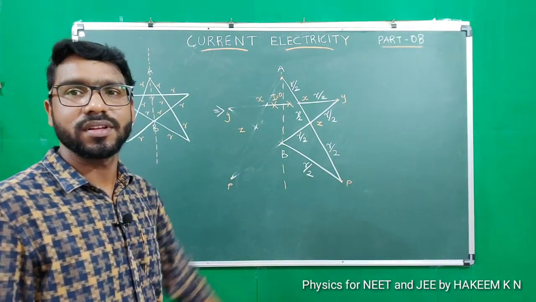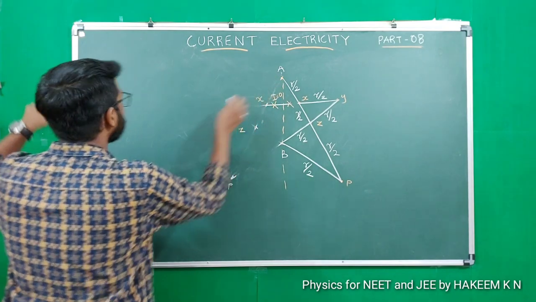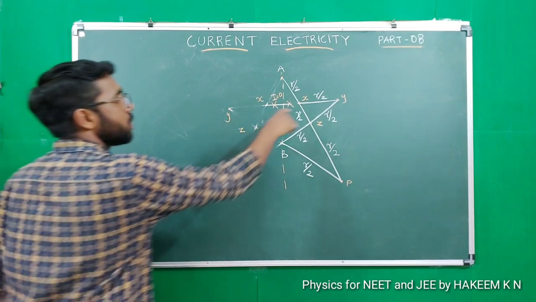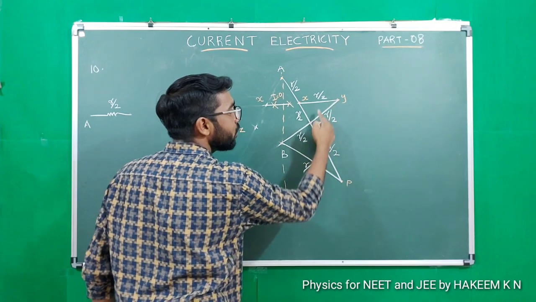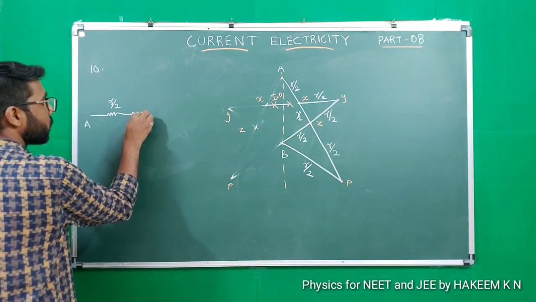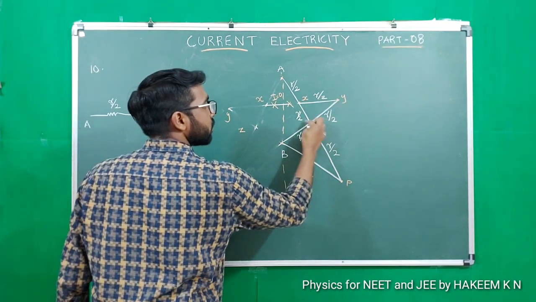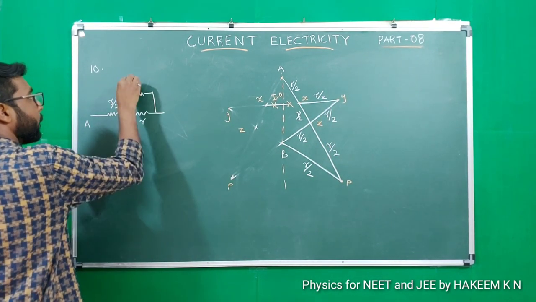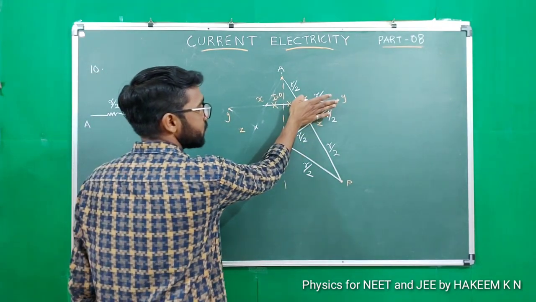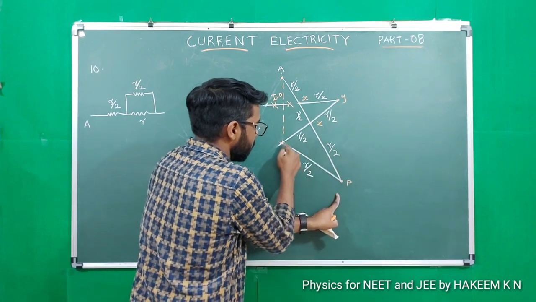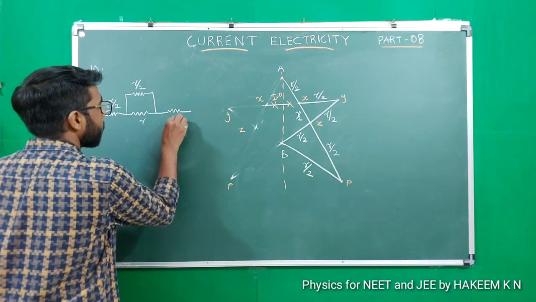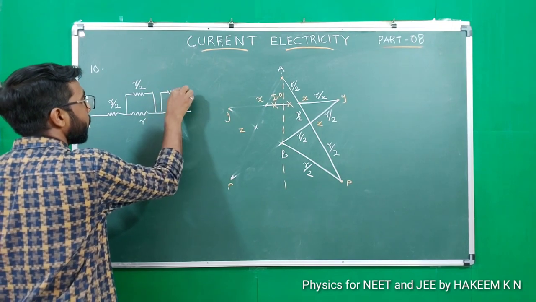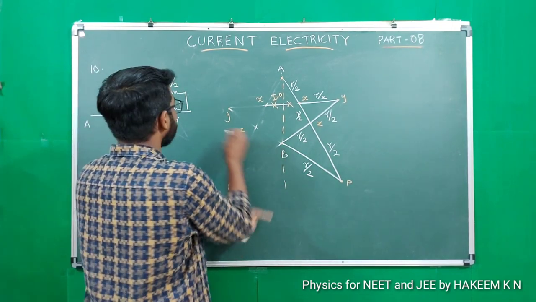Now you can find the resultant, drawing the equivalent network from A. There is R by 2, then R by 2 in series, you will get what? R, and an R by 2 is parallel to this network. R by 2. Now this is over, right? Next, here R by 2 in series, then we got R, and an R by 2 is parallel to that R. And we reached B here.